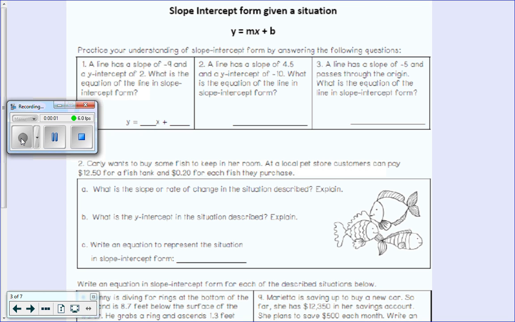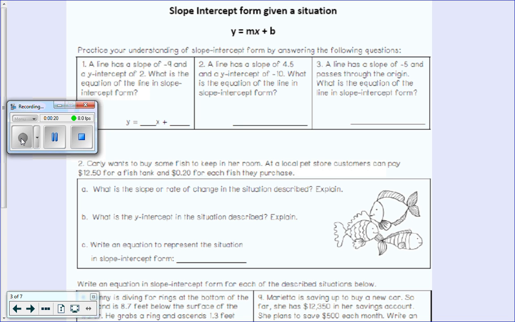To continue to write the equations in slope-intercept form. This time we're going to be given a situation. And then we're also going to look at the multiple representations, a graph, table, situation, and the equation, all representing the same information. So we're going to kind of bring it all together as well.